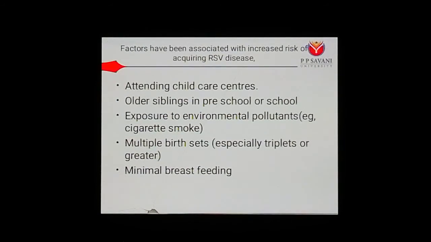How does RSV infect a person? Risk factors include attending a child care center, older siblings in preschool or school, exposure to environmental pollutants, multiple birth sets such as triplets or greater, and minimal breastfeeding.